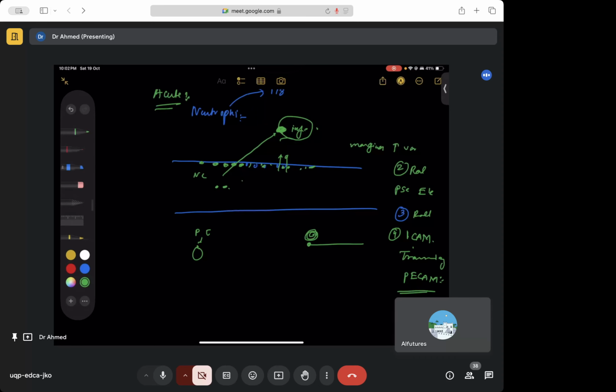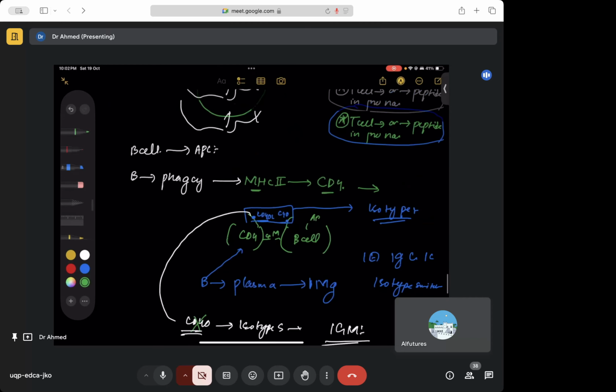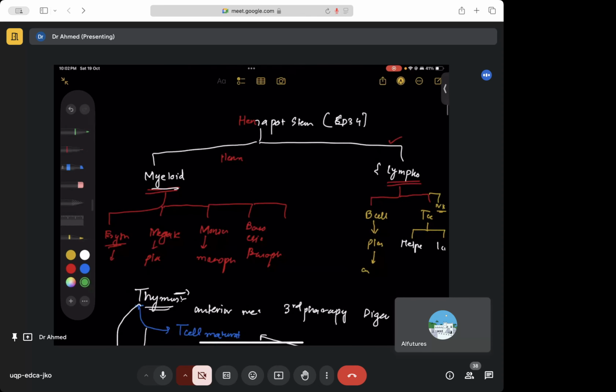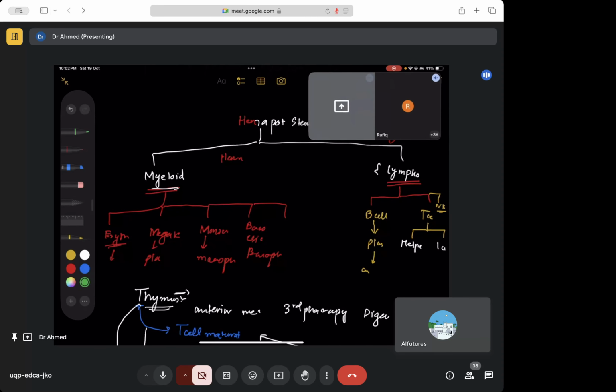Now let's discuss T cells. So before starting T cells, let's have a quick overview right from the beginning. Dr. Reenu, kindly start with the hematopoietic stem cells. What are hematopoietic stem cells? Its lineages. The CD marker for the hematopoietic stem cell is CD34. Perfect. You have two lineages. Name them: myeloid and lymphoid lineage.